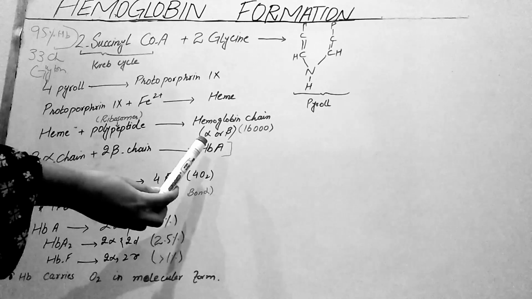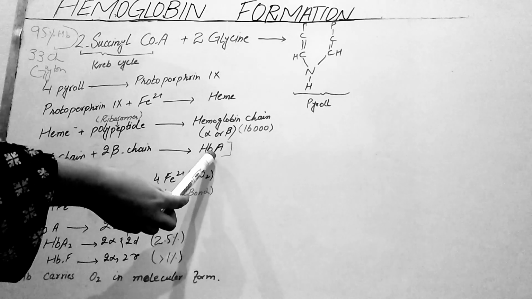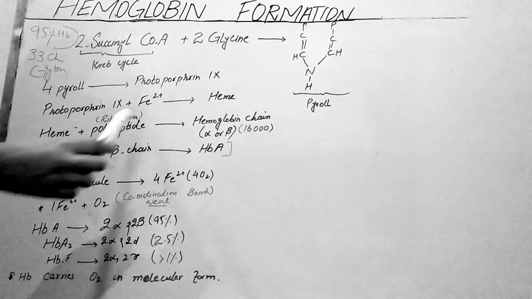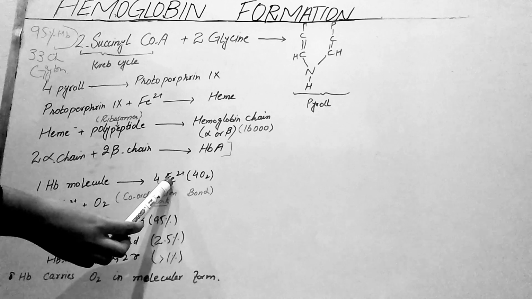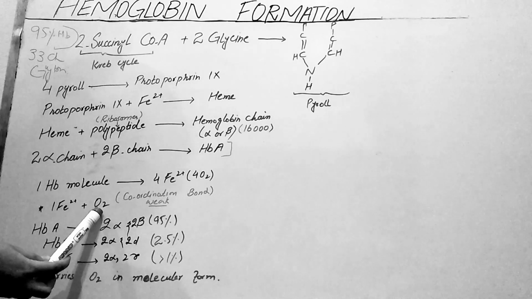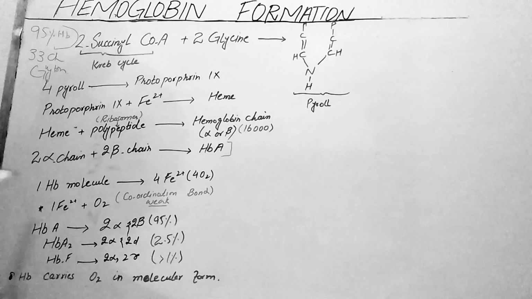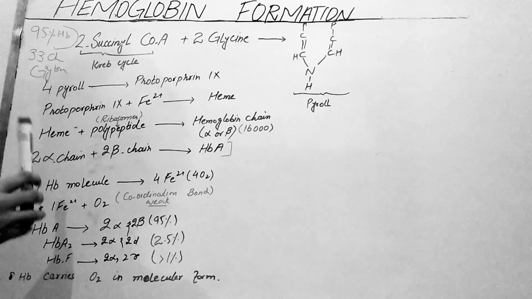Hemoglobin carries oxygen. How does it carry oxygen and what concentration of oxygen does it carry? The answer is this: one hemoglobin molecule contains 4 iron atoms, and one iron atom combines with one oxygen molecule, that is, 2 oxygen atoms.